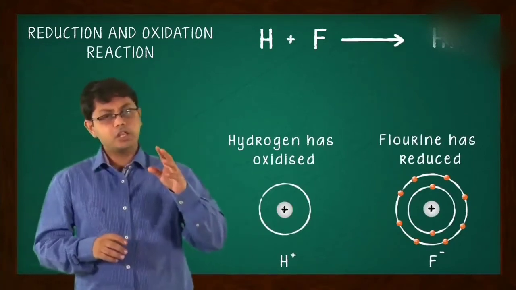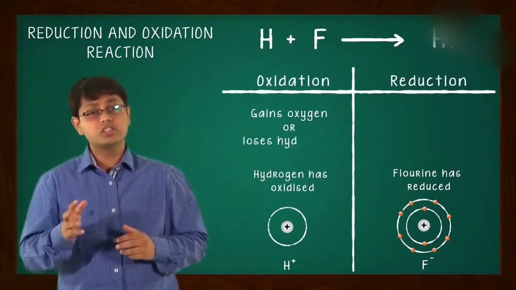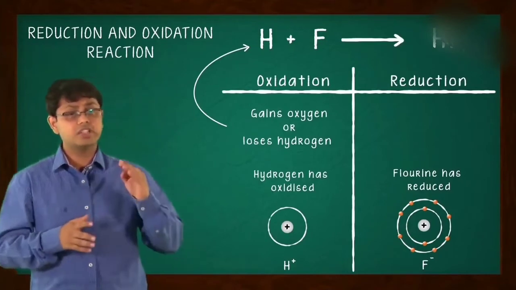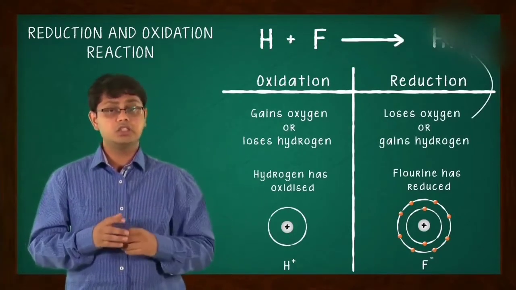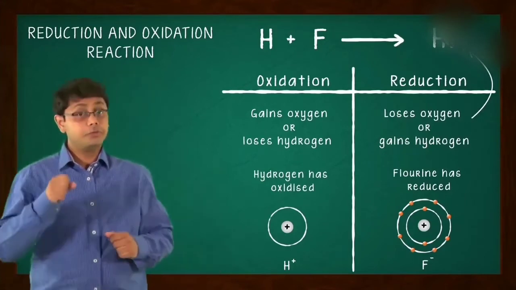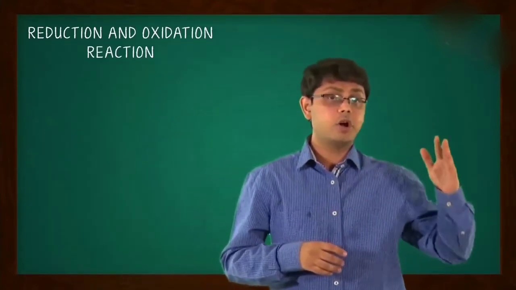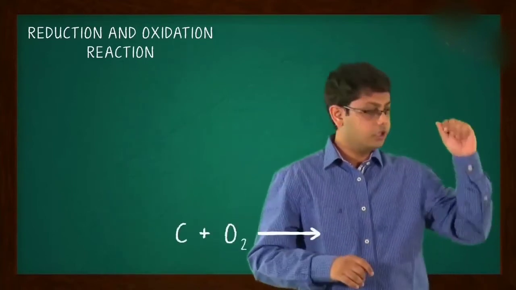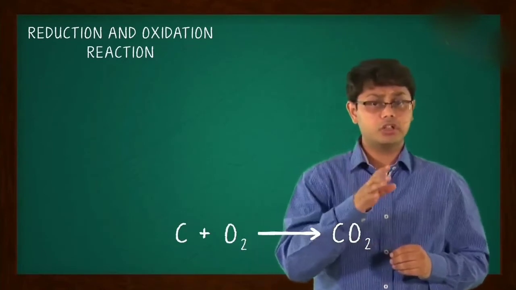A simpler way to look at it is that if a substance gains oxygen or loses hydrogen during a reaction, you call that substance oxidized, and if a substance loses oxygen or gains hydrogen during a reaction, it is known as reduced. The first reaction that you studied, where you created fire on the marooned island, is when carbon was getting oxidized to form carbon dioxide. That is, carbon plus oxygen is going to give you carbon dioxide. This is an example of an oxidation reaction.